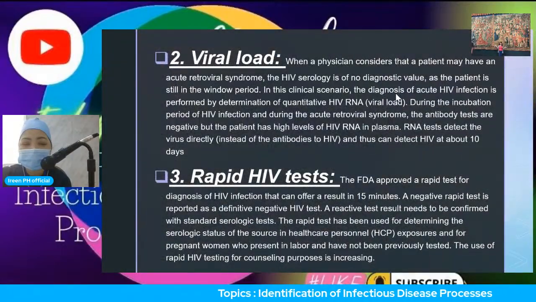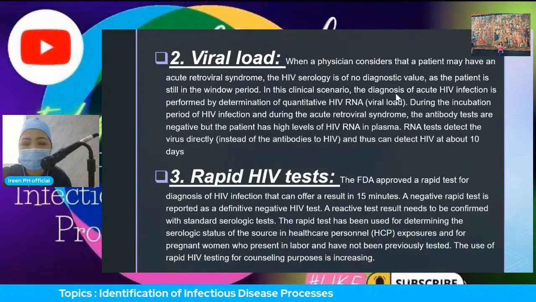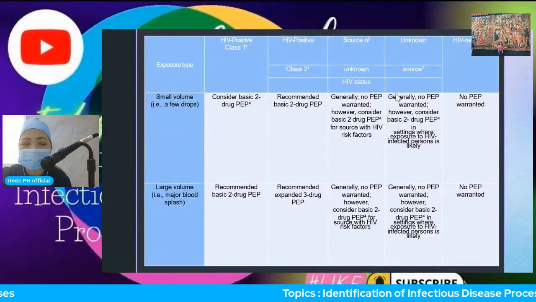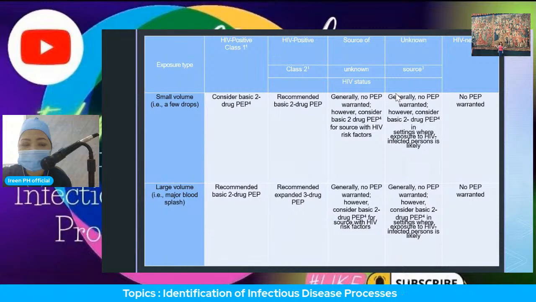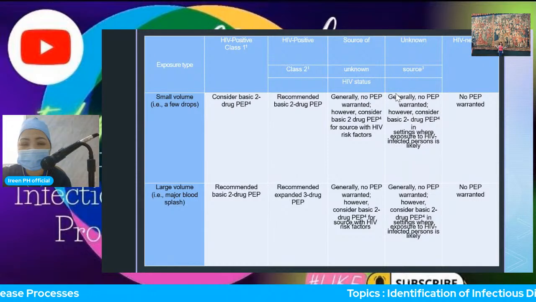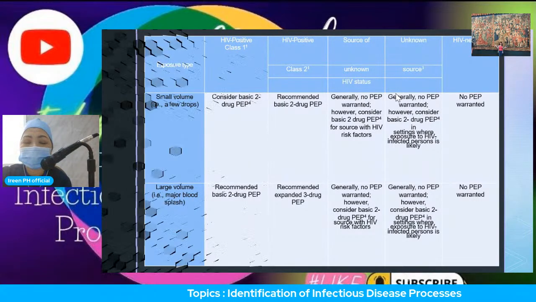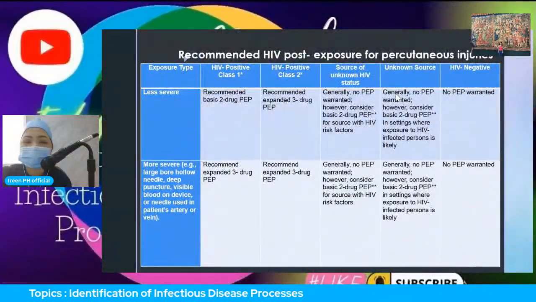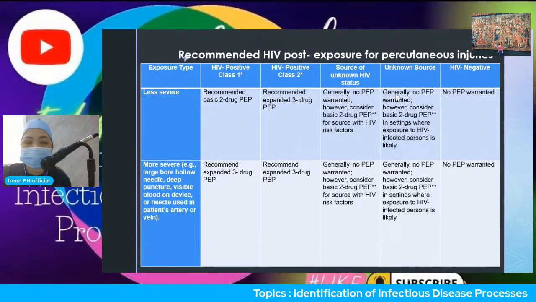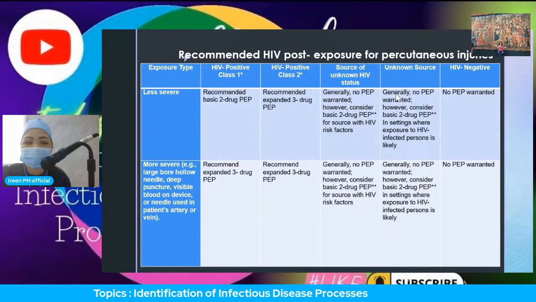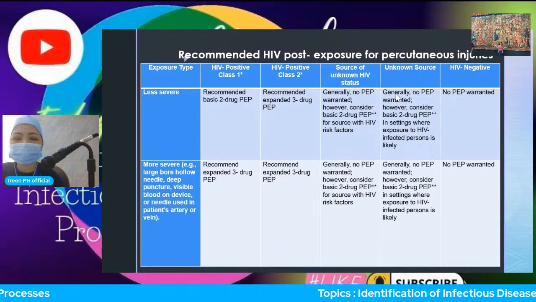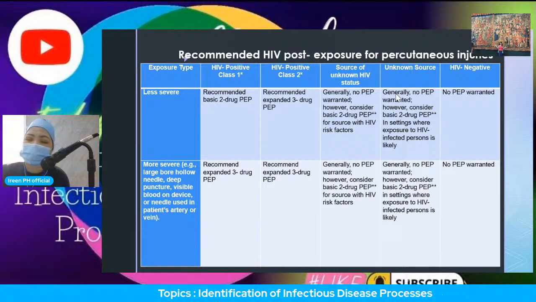Number two is viral load and rapid HIV test. This is the exposure time. We have a small volume and large volume. Class 2 unknown HIV status and source. Then we have recommended HIV post-exposure prophylaxis for percutaneous injuries. The exposure type: HIV positive class 1, HIV positive class 2, source of unknown HIV status, the unknown source, and HIV negative.